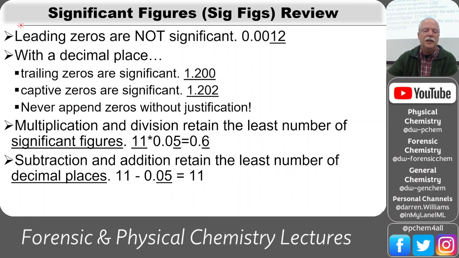And then subtraction and addition retain the least number of decimal places. So in this case, the 11 has zero decimal places. And so I'm uncertain. Remember that last significant figure is your digit of uncertainty. So if I have 11 and I don't have any decimal place or anything like that, I'm really saying I have 11. It could be 12. It could be 10. Right, I'm uncertain in that ones place. How am I going to know if I subtract 0.05? You see, it's about knowledge. If I'm uncertain in the ones, I cannot be certain in the hundredths.